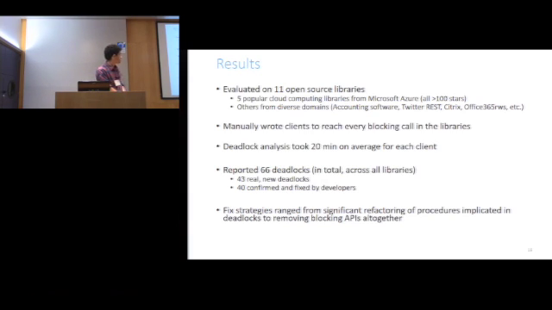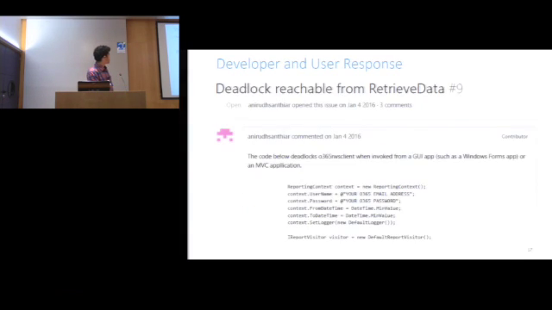We manually wrote clients to reach every blocking call in these libraries, and the deadlock analysis took 20 minutes on average for each client. We reported 66 deadlocks in total, of which 43 were real and new, and 40 have been confirmed and fixed by the developers already. The fix strategies range from significant refactoring of procedures implicated in the deadlocks to removing the blocking APIs altogether. To just show you some screenshots from GitHub now, documenting the developer and user response.